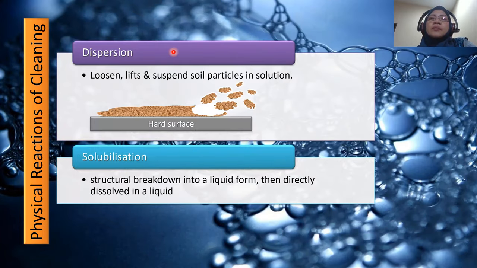Dispersion is where cleaning compound loosens, lifts and suspends the soil particles in solution. And then solubilization involves structural breakdown into liquid form, then directly dissolving in a liquid.